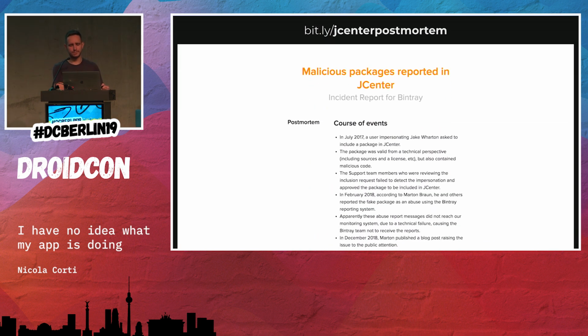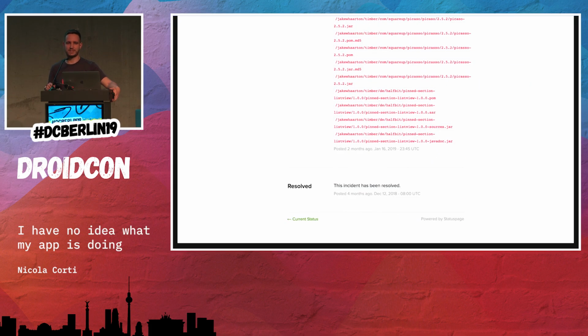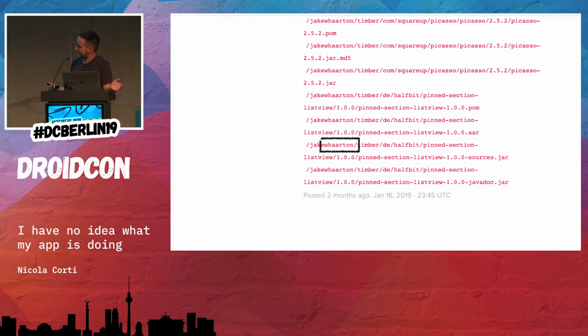There was a postmortem from JFrog and JCenter. It's interesting. It's not super detailed, but I really invite you to take a look. There is an overview of what actually happened, the course of events. Unfortunately the description is short, but what is long is the list of all the packages that got uploaded. And the reason how they managed to upload it is so stupid. They just used Jake Wharton. There was a free username.